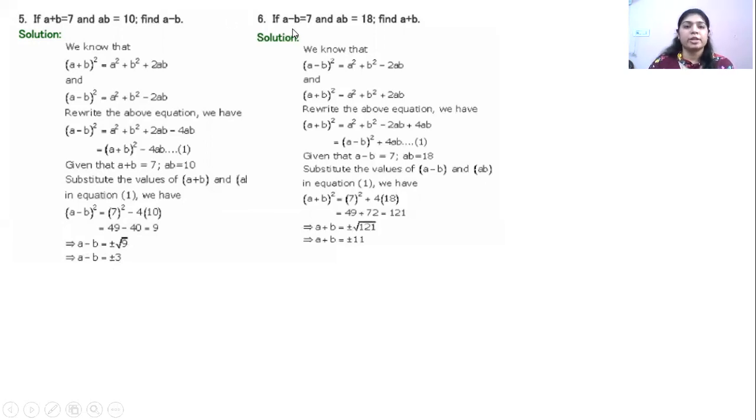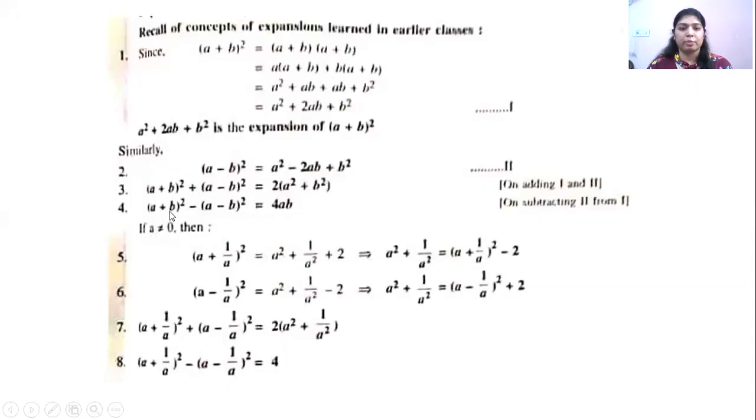See question number 6. A minus B is equal to 7, A into B is equal to 18. We have to find out A plus B. So again, go ahead with identity number 4, which we have done. (A plus B) whole square minus (A minus B) whole square is equal to 4AB.